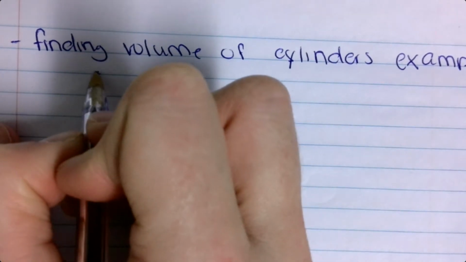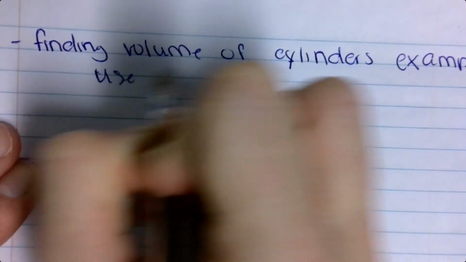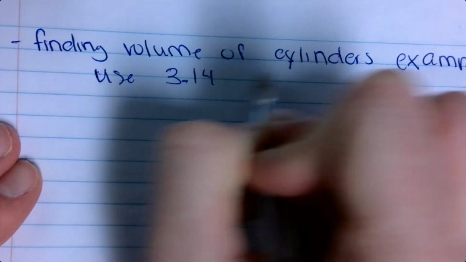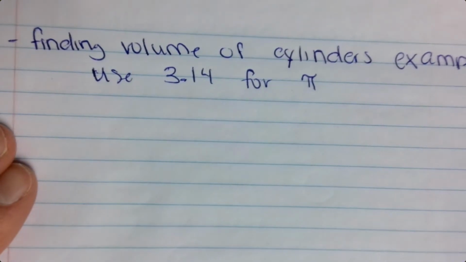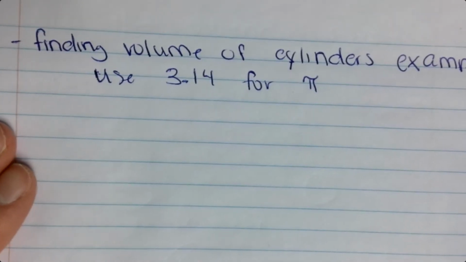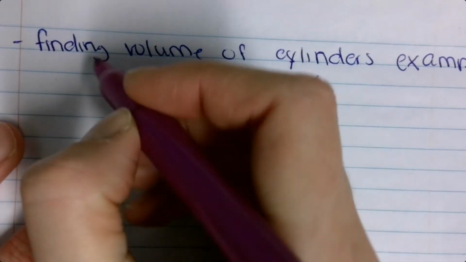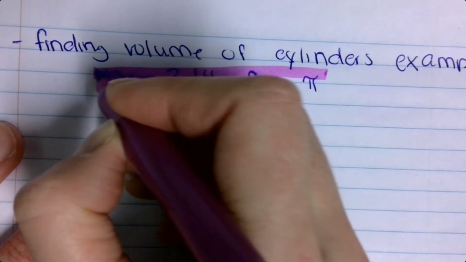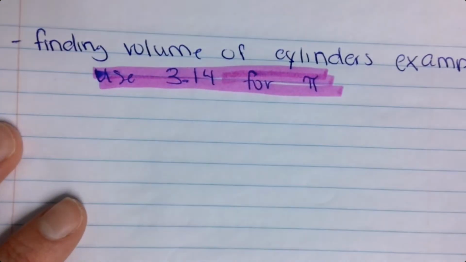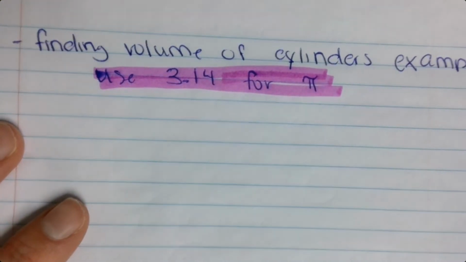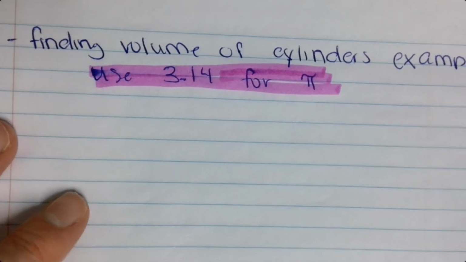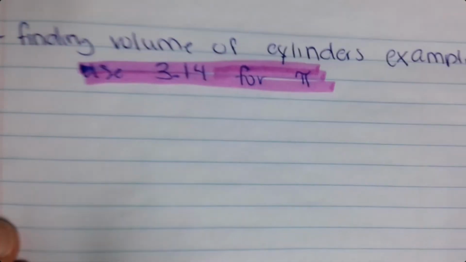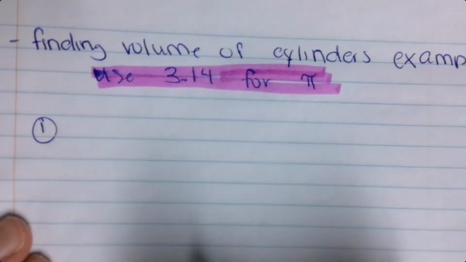And then for these, we are going to use 3.14 for pi. Okay, remember your calculator, whether you have a phone or an actual calculator, does have a pi button. If you're using a phone, remember you have to turn it sideways in order to find it. But for these intents and purposes, we are going to just use 3.14 for pi. All right?